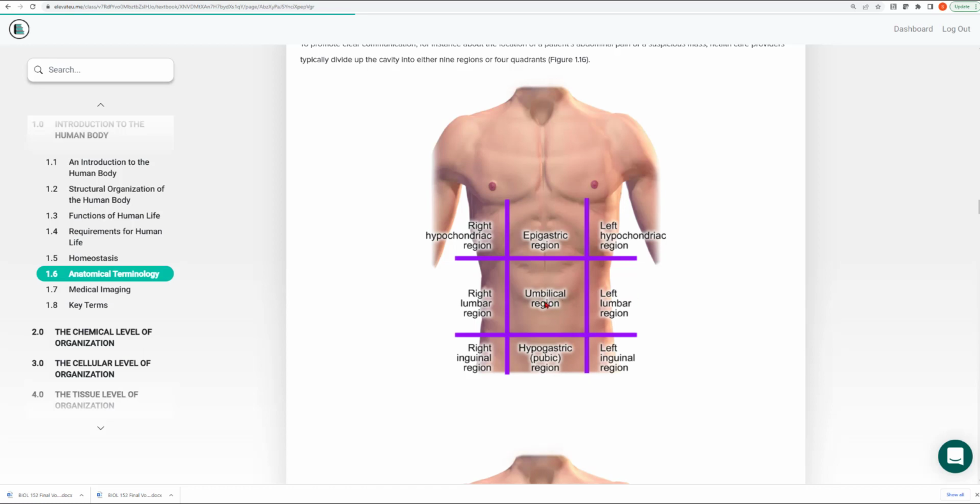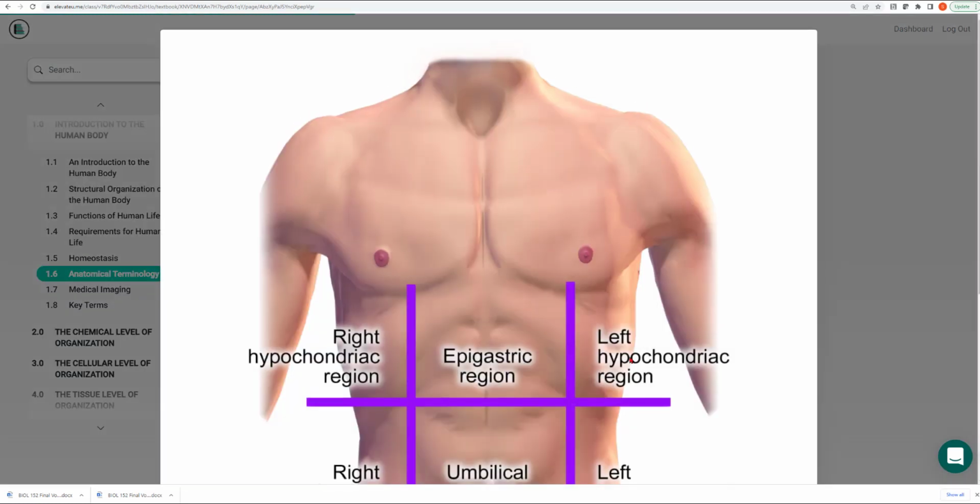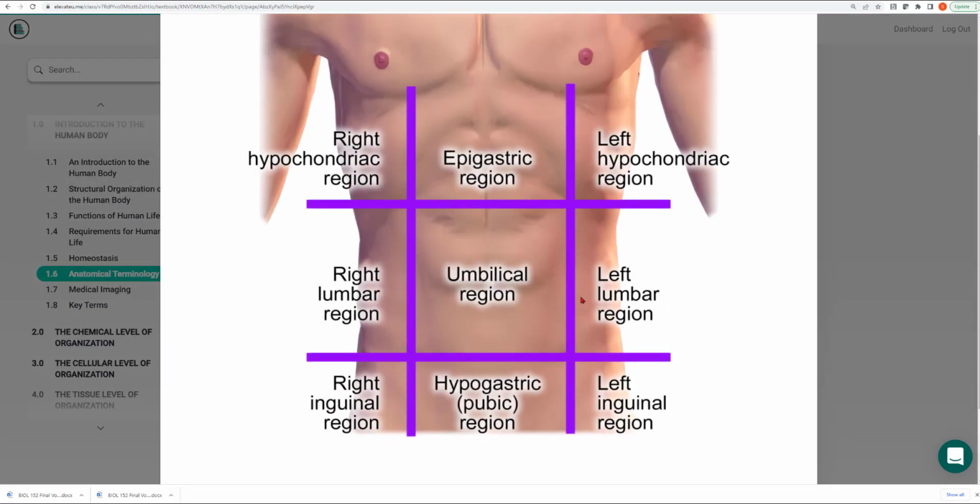If we go lateral, let's go to the outside. Lateral to the umbilical region, you have the left and right lumbar regions, right? Left and right lumbar regions. Some books will also call that flanks. Let me make it larger. This is also called your flank regions in some books, okay?